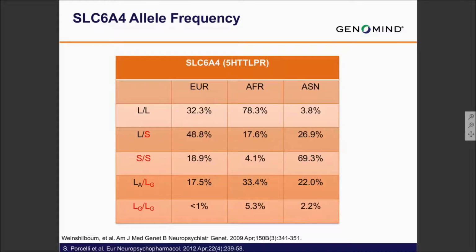So, how frequently are the 5-HTT-LPR polymorphisms found in the population? The frequency of the SLC6A4 alleles differs quite dramatically across ethnicities. The table shown presents the genotype frequencies for individuals of European, African, and Asian descent. Notice the stark differences in frequencies. SS homozygotes occur in only 4% of Africans and 19% of Europeans, whereas almost 70% of Asians are SS.